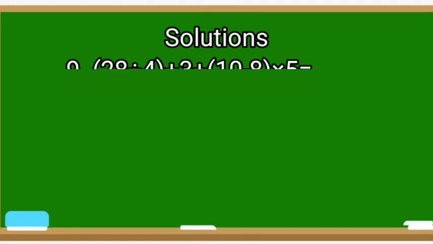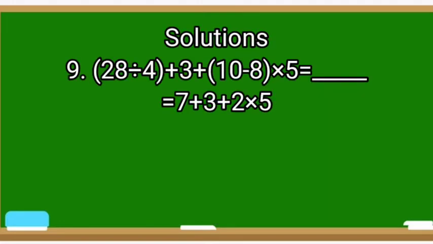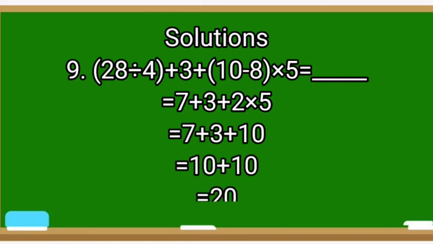Number 9. 28 divided by 4 plus 3 plus 10 minus 8 times 5 equals blank. So 28 divided by 4 equals 7 plus 3 plus 10 minus 8 is equal to 2 times 5. 7 plus 3 plus 2 times 5 equals 10. So 7 plus 3 equals 10 plus 10. 10 plus 10 is equal to 20.